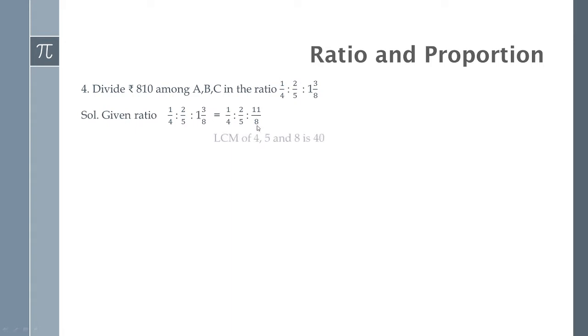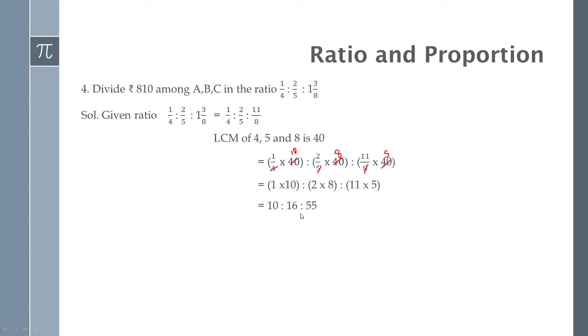Now the LCM of 4, 5 and 8 is 40. So 1 by 4 into 40, 2 by 5 into 40, 11 by 8 into 40. Now 4 tens are 10, 5 eights are 16, 8 fives are 55. Next, 1 into 10 is to 2 into 8 is to 11 into 5. So 10 is to 16 is to 55.